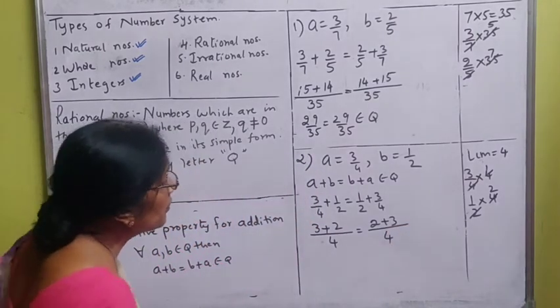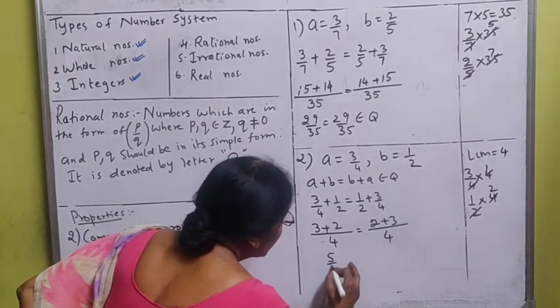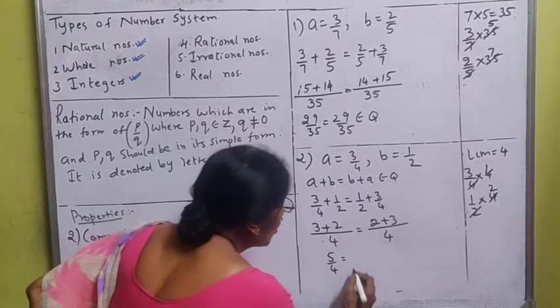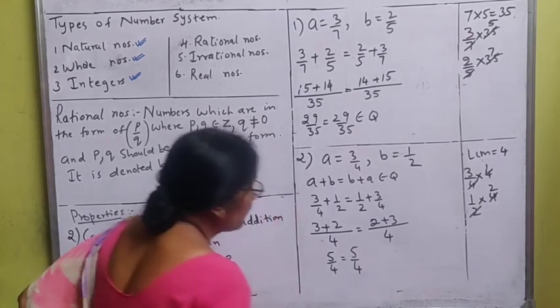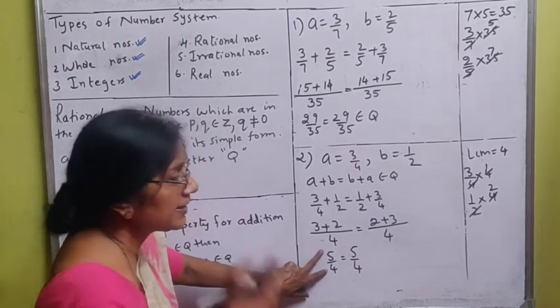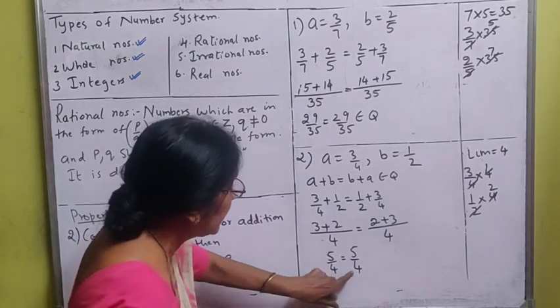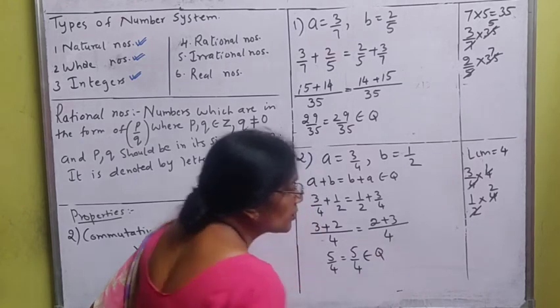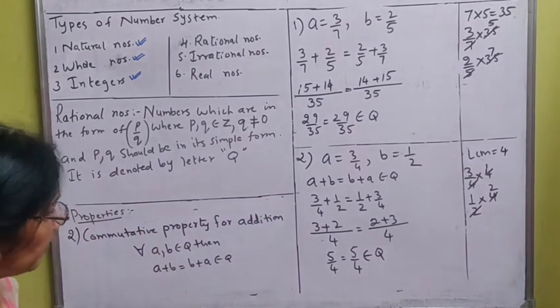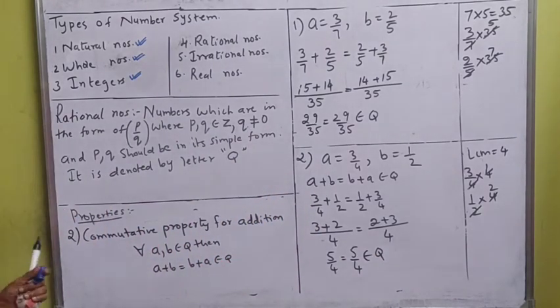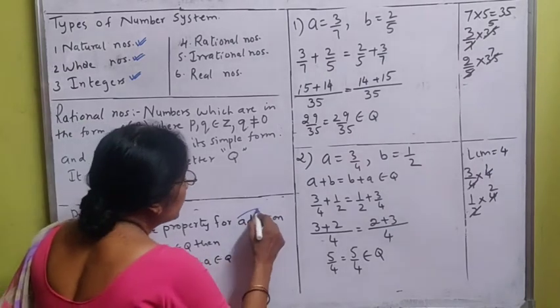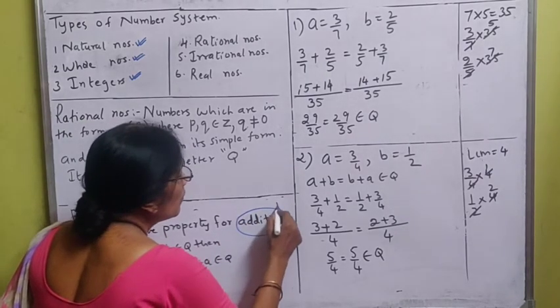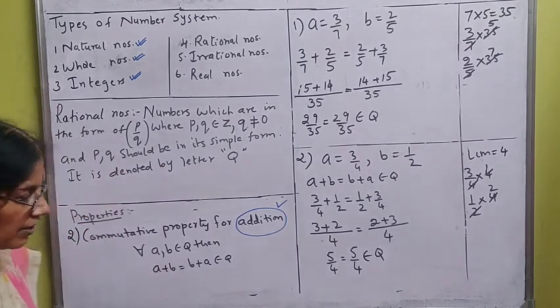Add it. 3 plus 2 is how much? 5. 5 by 4. 2 plus 3 is also how much? 5. 5 by 4. Both are integers? Yes. Denominator are 0? No. Both are in simple form? Yes. Both belong to Q. So what can you say from this? That the commutative property for addition is true for rational numbers.